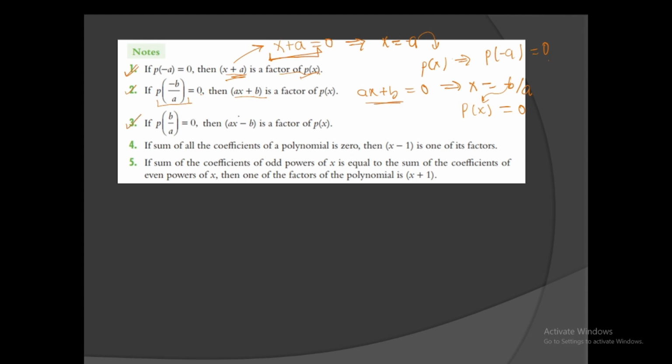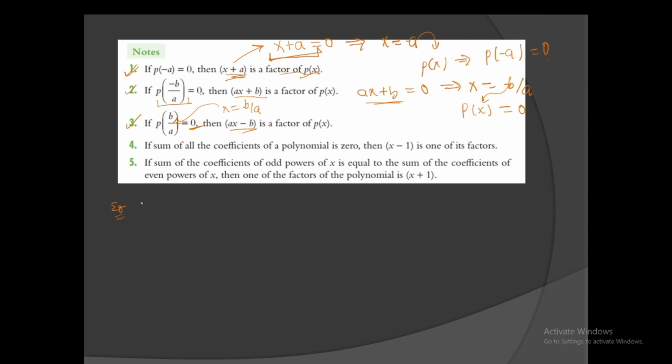Similarly, the third point can be understood that if we equate it to 0, we will be getting b by a equal to x, and we have put p of x, value of x to be b by a, and we are getting it to 0. Then we are saying it. One very important thing, that if the remainder is 0, then we are saying it to be factor. Or you can also say that if it is a factor, then the remainder must be 0.